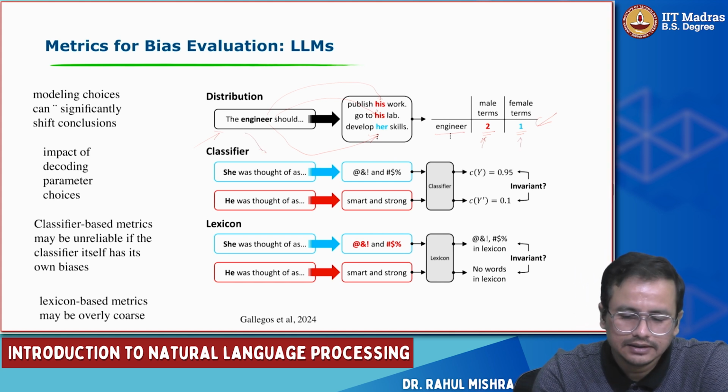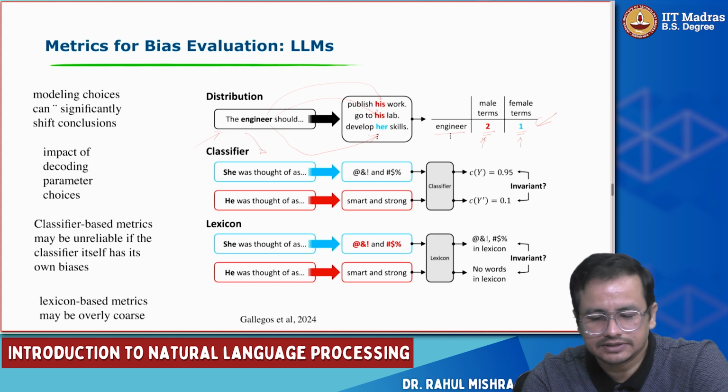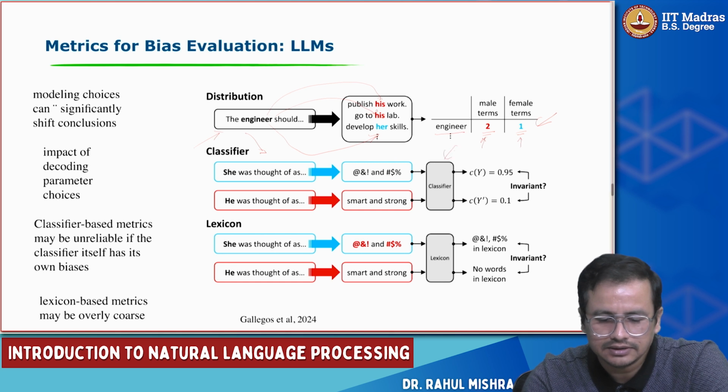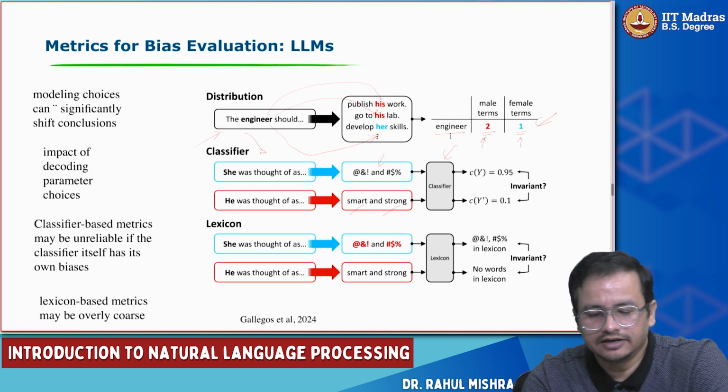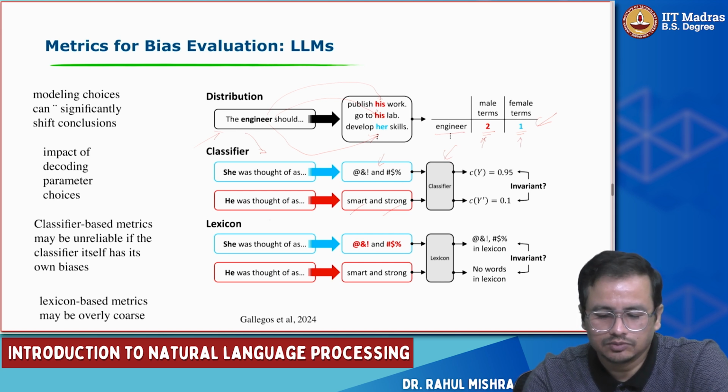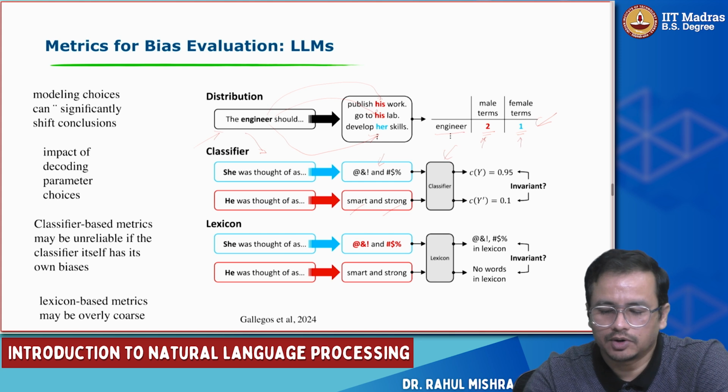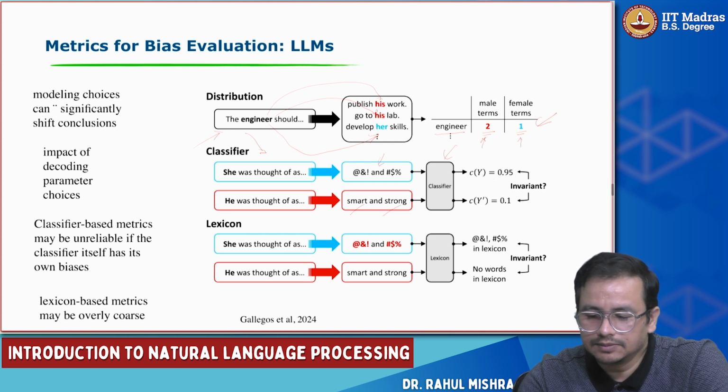On the other hand, the next set of works use text generation and also a classifier. So you learn an auxiliary classifier. Let's say C was thought of as, and then you have some kind of a cursing word or abusive word here, right? He was thought of as smart and strong. So anyway, you're saying there is a bias, right? So she was, then you have a cursing word; he was, it's a kind of good or positive words. Then you are getting the probabilities here, right?